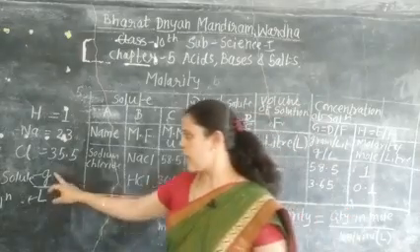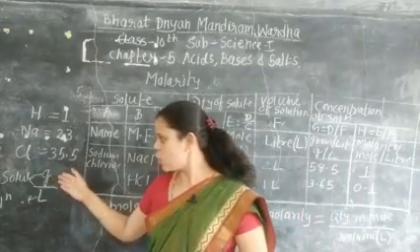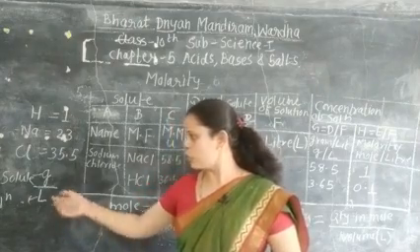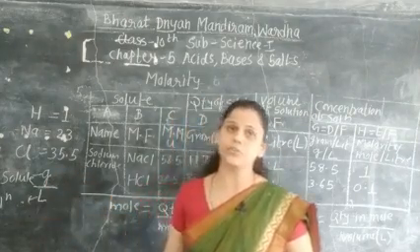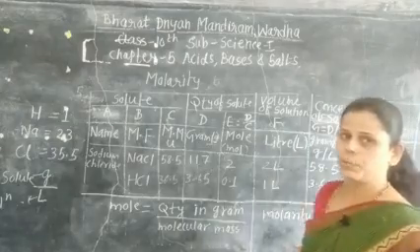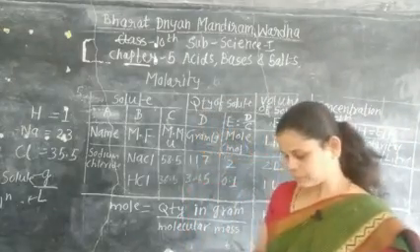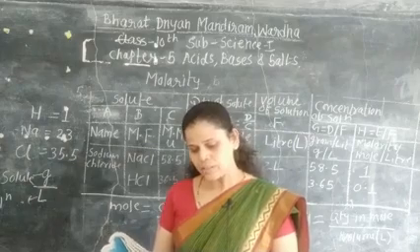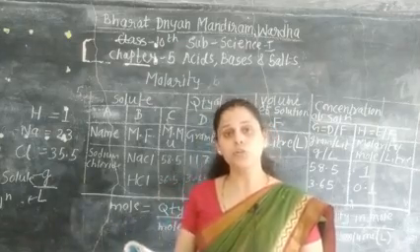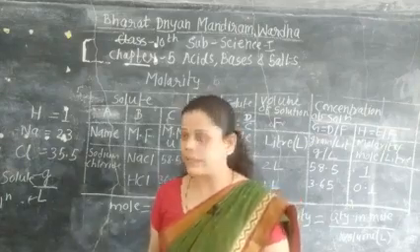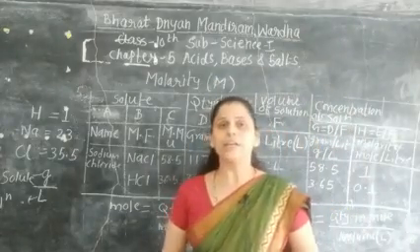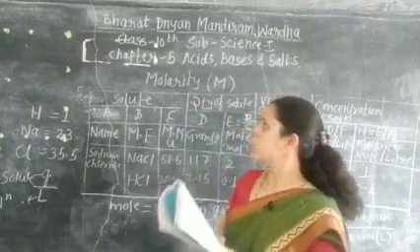Again I repeat, gram per liter means the mass of the solute dissolved in 1 liter of solution, and that is the first unit of concentration. The second unit is mole per liter. Clear? The number of moles of a solute dissolved in 1 liter of solution is also called the molarity, and molarity is denoted by capital M.